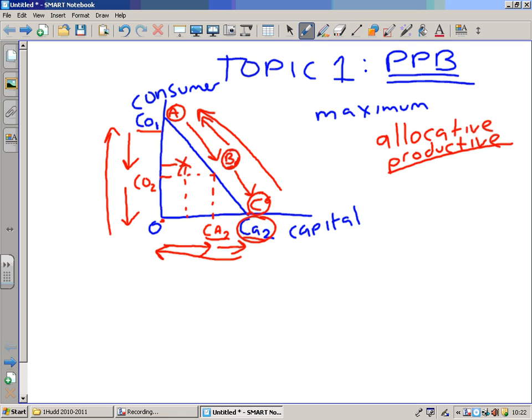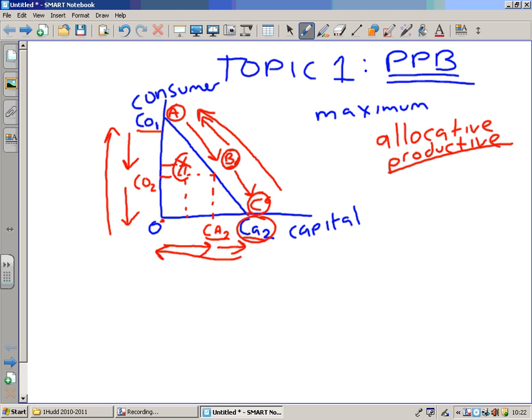Productive efficiency. What we mean by this is that all of our factors of production are being used in the most efficient way possible. So in other words, we are producing at lowest average total cost. We cannot get any more efficient than that. And again, that occurs on the blue production possibility boundary diagram line.